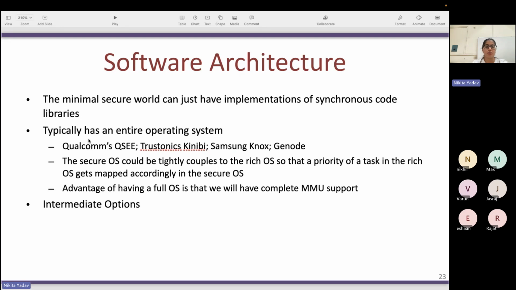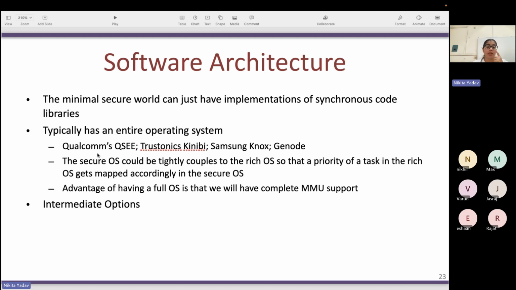So these are examples of secure operating systems, and these secure operating systems will be running in the secure world. Usually these secure operating systems are less complex compared to the rich operating systems. It's saying here that the secure OS could be tightly coupled to the rich OS, so that the priority of a task in the rich OS gets mapped accordingly in the secure OS.